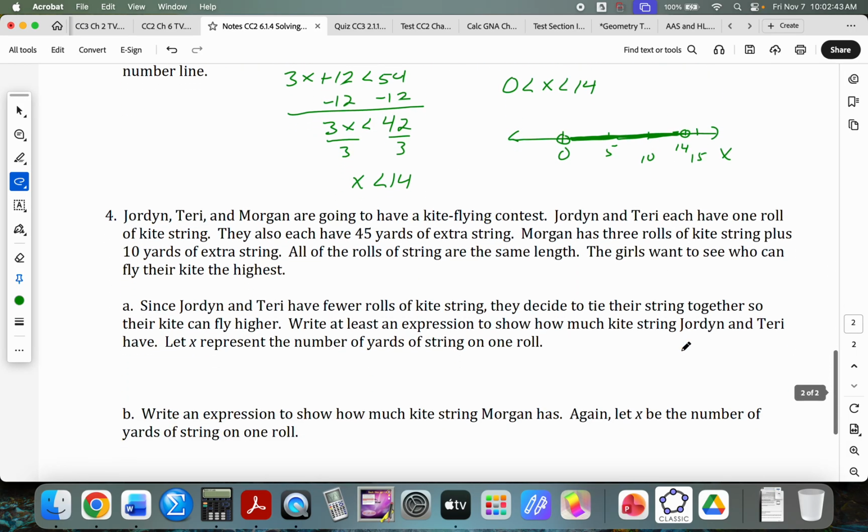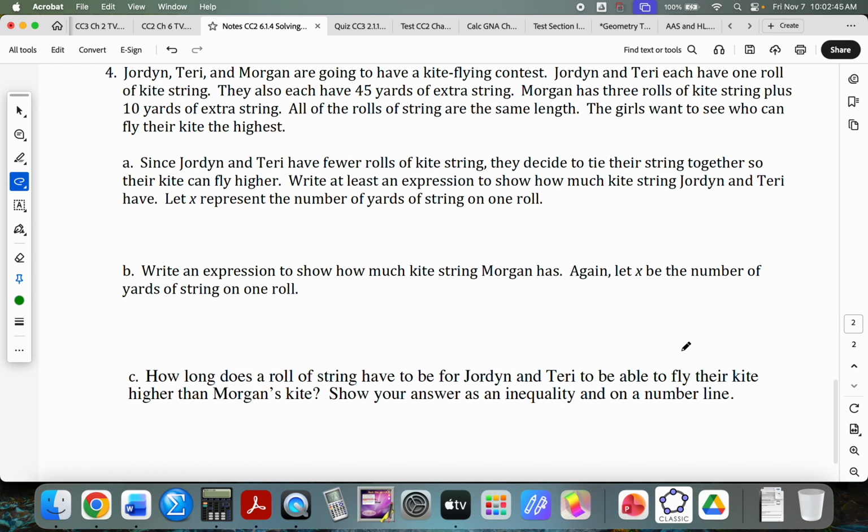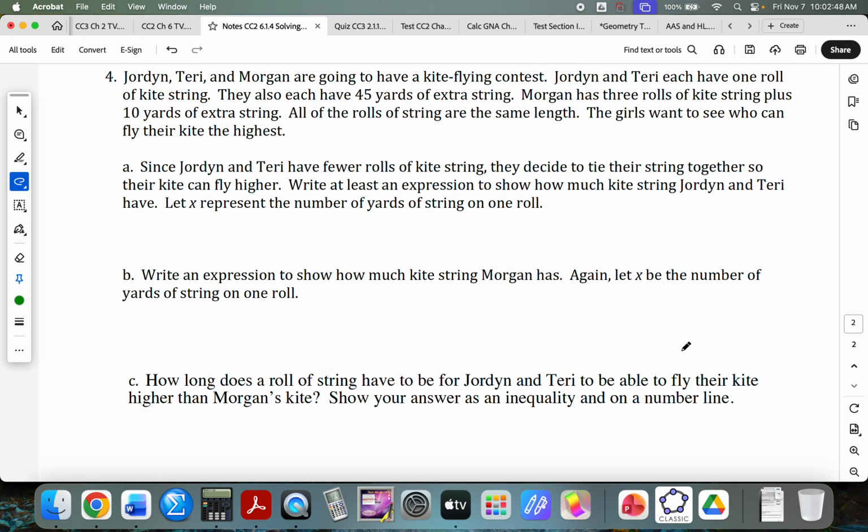All right, let's look at this last one. So we have 3 people, Jordan, Terry, and Morgan. They're going to have a kite flying contest. Jordan and Terry each have 1 roll of kite string. They also have an additional 45 yards of extra string. Morgan has 3 rolls of kite string plus 10 yards of extra string. All of the rolls of string are the same length. The girls want to see who can fly their kite the highest.